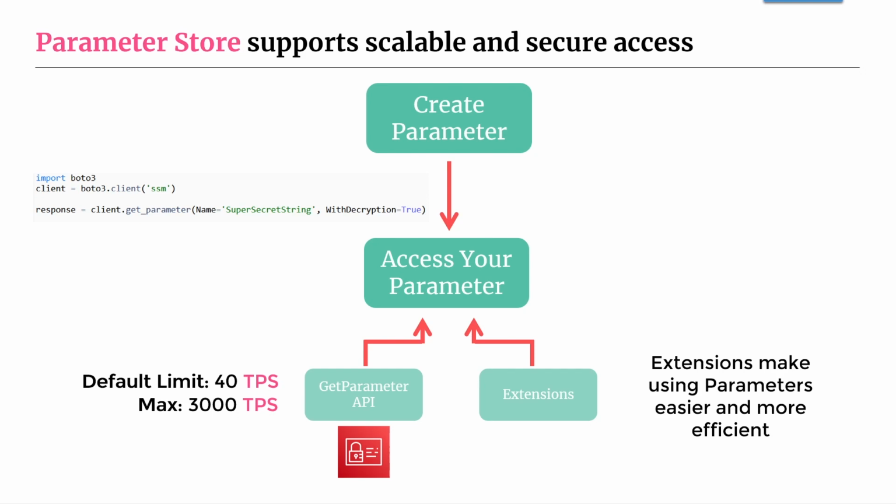So if you're using something like AWS Lambda, I highly recommend you check out the extensions that are available for it. Other than that, you can use the get parameter API directly. And if you need access to an up-to-date value constantly, you can write a simple little background job that periodically polls parameter store for updated values over time. All right, so that's a little bit about what parameter store offers in terms of accessing it.